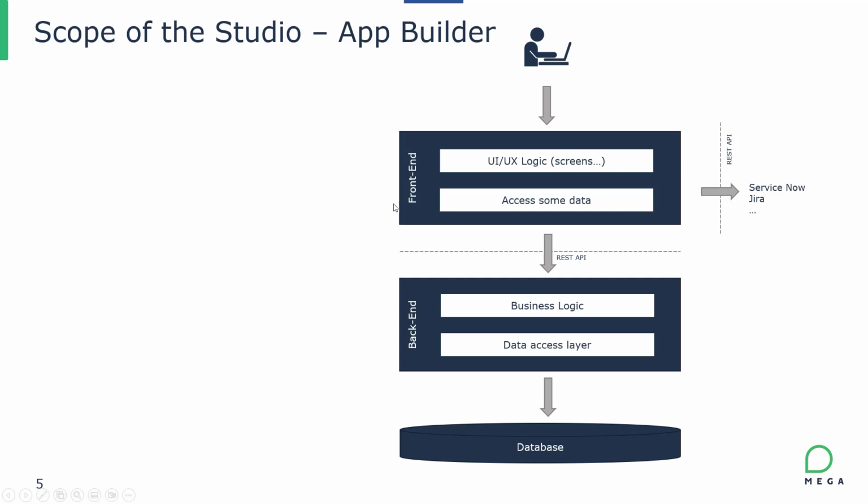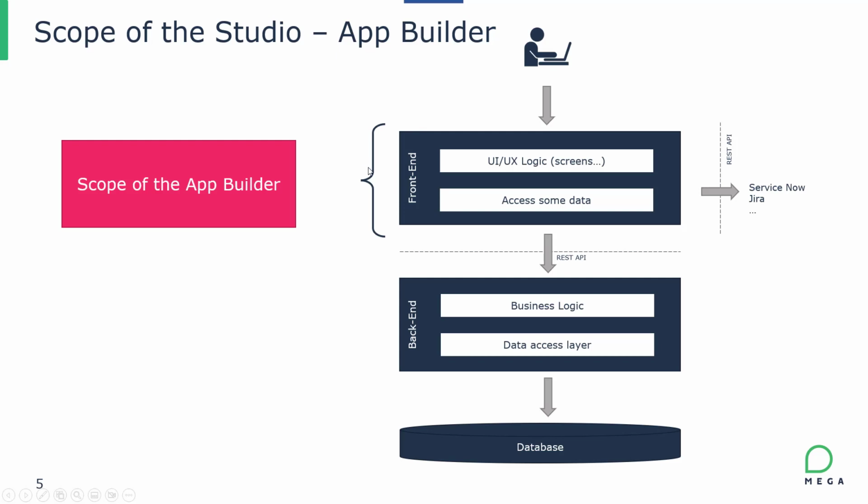So the top part here, the front end, is the scope of the app builder. It's basically a studio that will allow you to build a UX, UI, logic, and access some data. And in this presentation, we'll show an example of data coming from OPEX, and we'll show an example of data coming from another system.